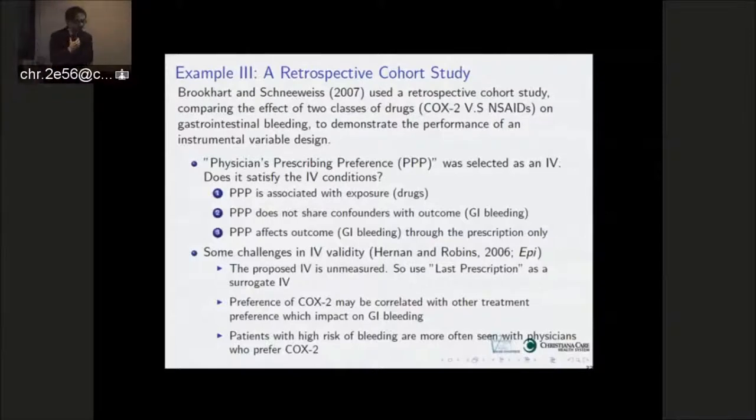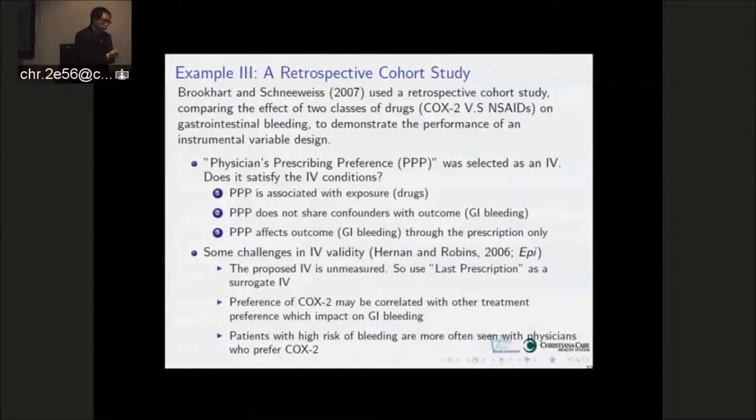But some researchers may challenge their choice in this study. They said the proposed IV is unmeasured, since they did not measure the physician's prescribing preference directly, as it's not that easy to measure. So they just used the last prescription as a surrogate IV. It may cause some problems. Also, they said the preference for this COX-2 drug may be related to other treatment preferences impacted by GI bleeding. Or patients with high risk of bleeding are more often seen by physicians who prefer the COX-2 drug. So all of this could potentially break the satisfaction of the IV conditions and may also bring some errors in this design.